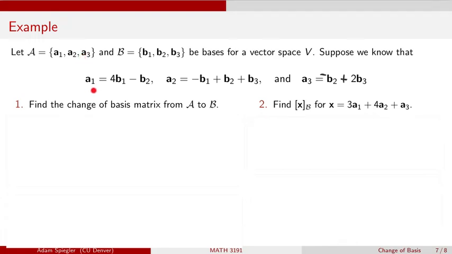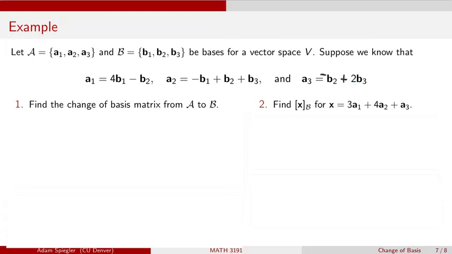So I know that A1, we can write this as a linear combination of elements from basis B. And let's imagine that we're told that A1 is equal to 4B1 minus B2. And we're told that A2 is equal to minus B1 plus B2 plus B3. And lastly, we know that A3, that is equal to minus B2 plus 2B3. So sorry, there's a negative sign in front of the B2 plus 2B3.